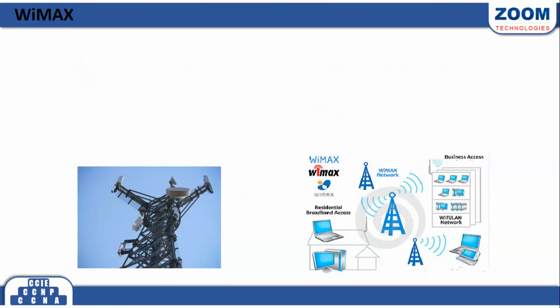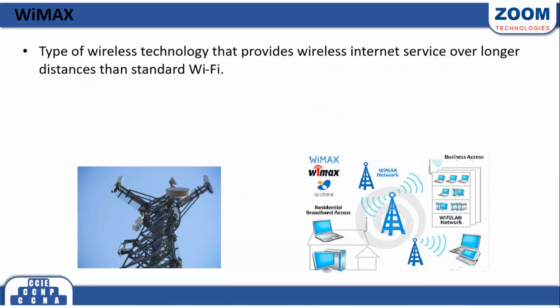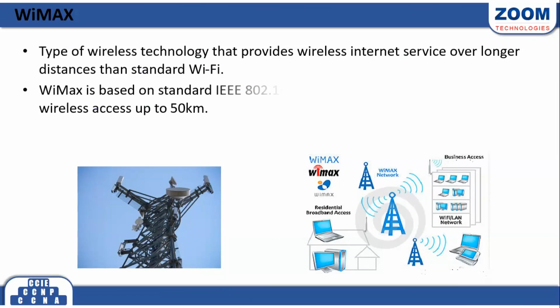WiMAX is like cellular broadband. Within a city, a district, or residential areas, it can provide signals. This is one type of wireless technology that provides wireless internet service for longer distances than standard Wi-Fi. Standard Wi-Fi supports only a meters range, 50 to 100 meters. But WiMAX can provide kilometers, 50 to 60 kilometers away.